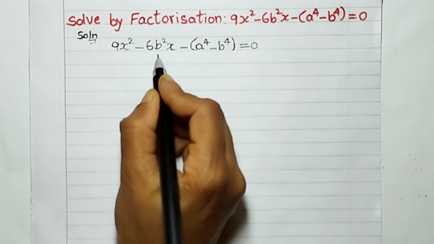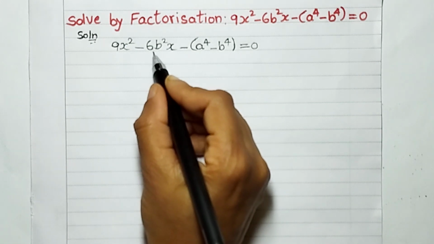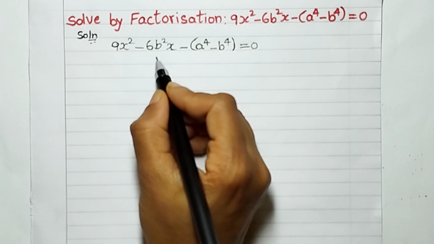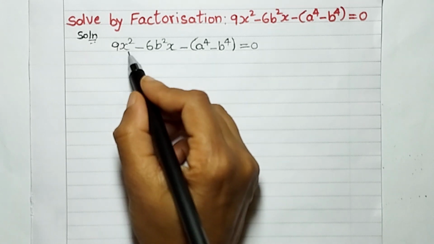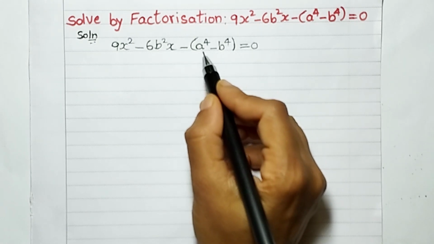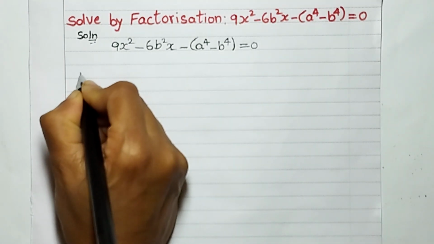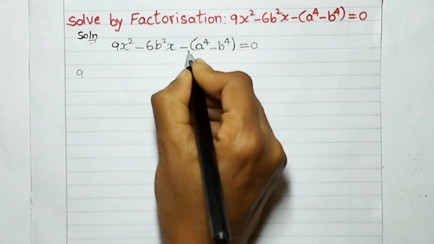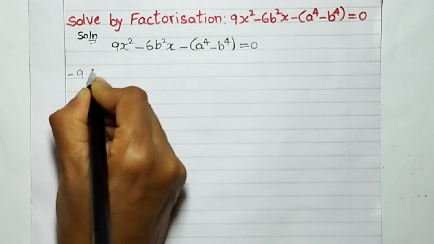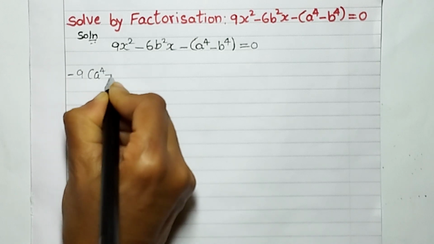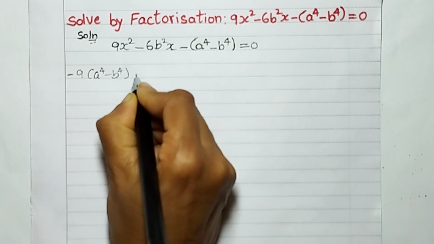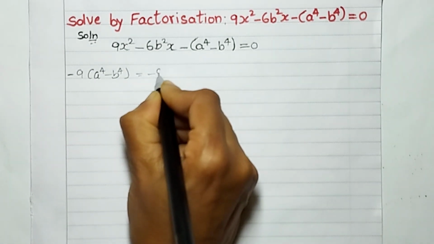Here the middle term is −6b²x. We have to split this into two terms. So take the product of the coefficient of x² and the constant term, that is 9 into −(a⁴ − b⁴), which is −9(a⁴ − b⁴).